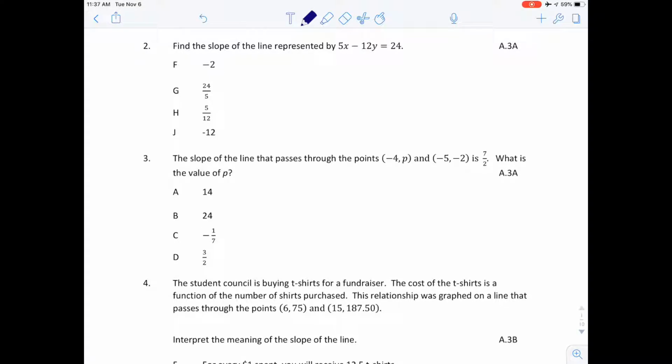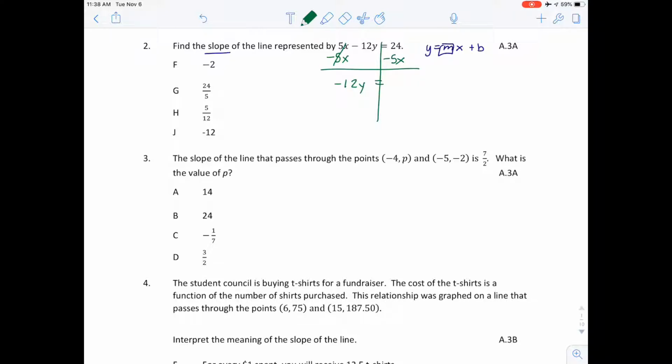Number 2, again, I want to find the slope of the line, and I have an equation, so in order to find the slope, it needs to be in this form, and my slope is going to be m. So right now, it's not solved for y, so I need to solve it for y first. So to solve this for y, I'm going to draw my line down the equal sign. I'm going to get rid of my x term, so I'm going to get rid of positive 5x by subtracting 5x.